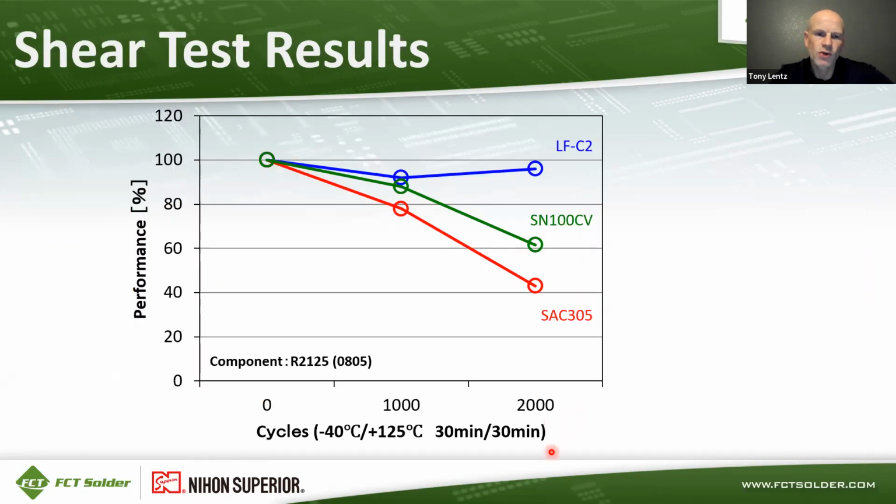Here's shear test results for a resistor. And here's thermal cycles on the x-axis, -40 to 125C. And they went up to 2,000 thermal cycles. And this is a performance metric. So LFC2 had the highest overall performance, which was stable through the course of this test, followed by S100CV, which performed a little worse and dropped off in performance over time. But SAC305, of course, dropped off the most over the course of this test.